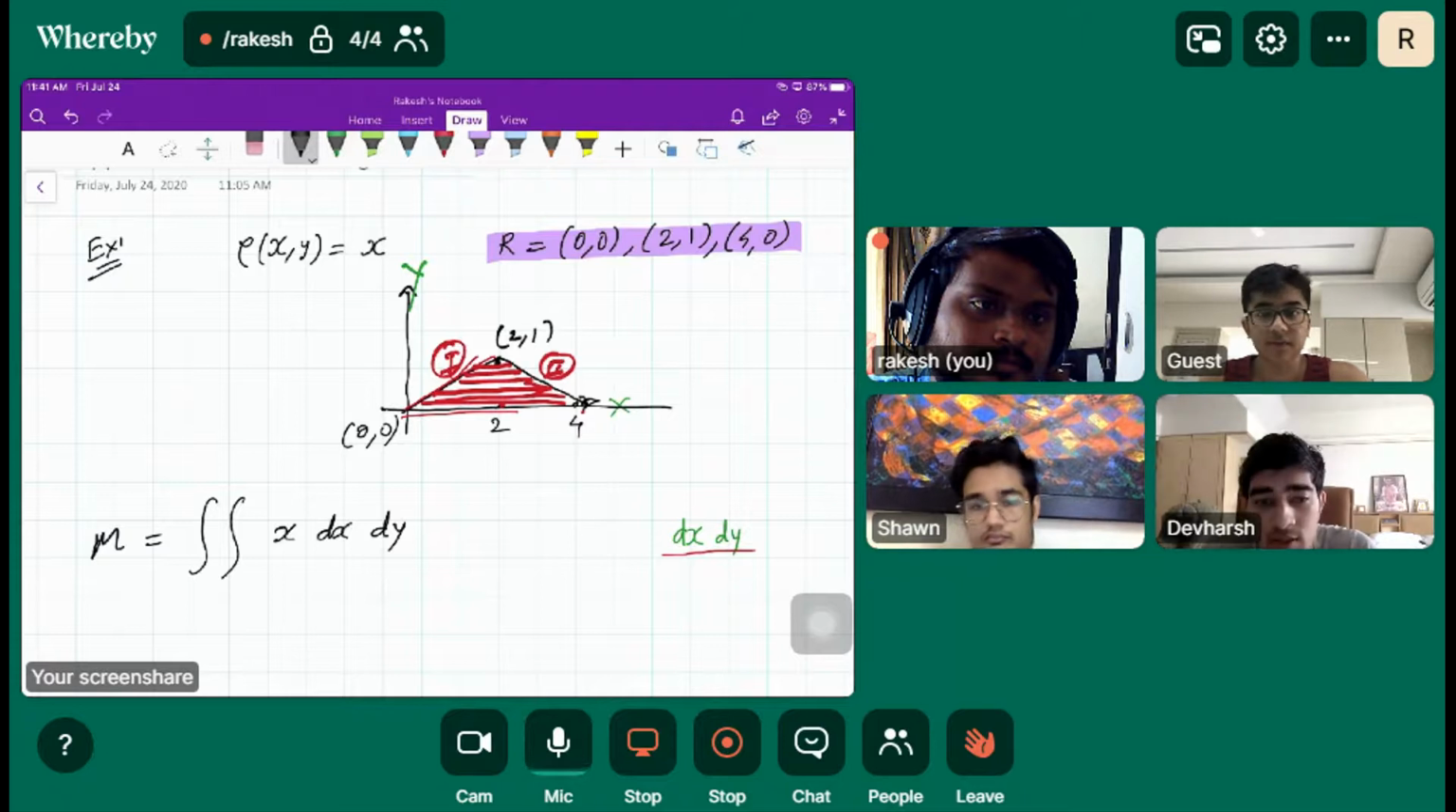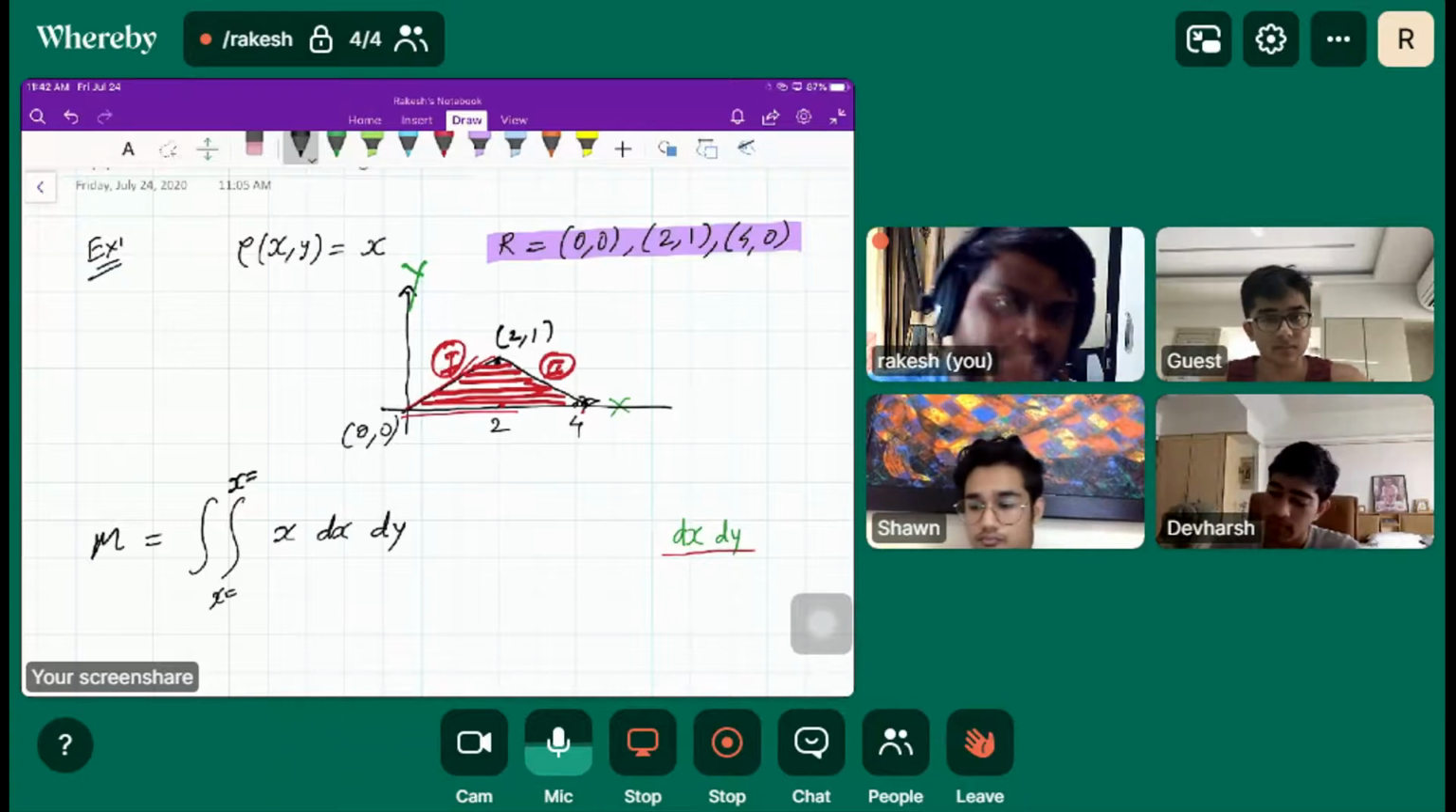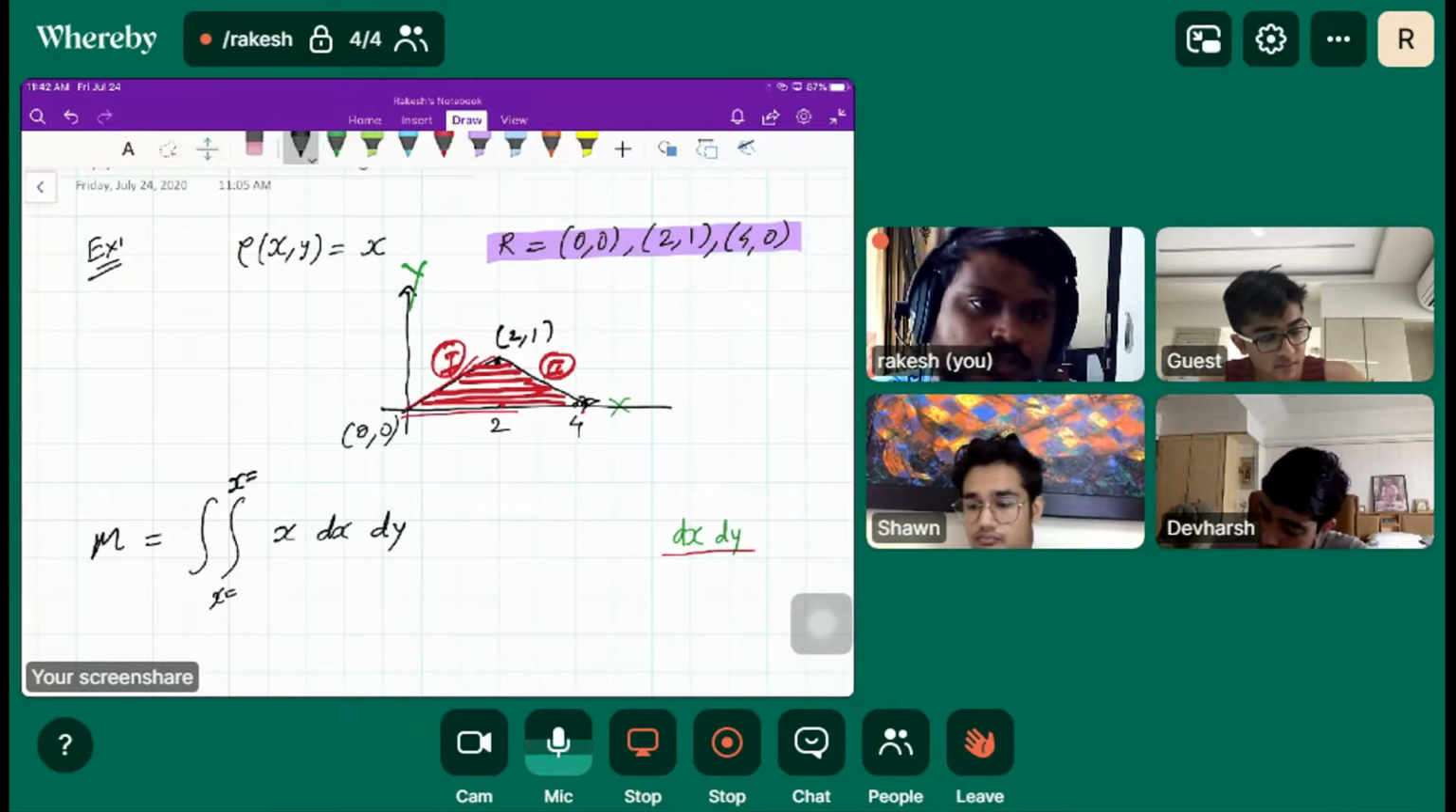Yeah, so the first integral, which is the inside integral, must have x equal to something. So what is x equal to?